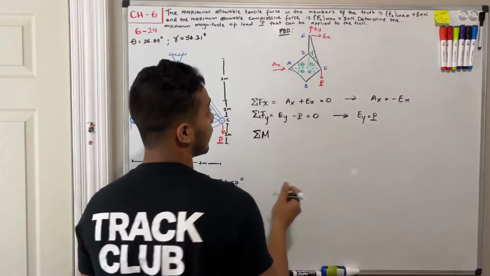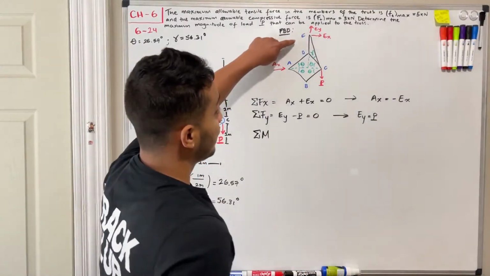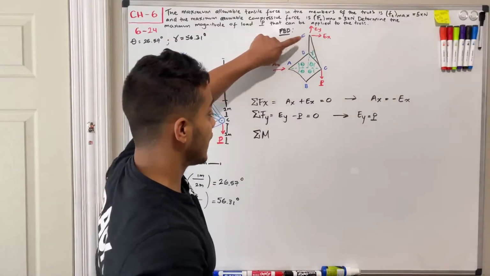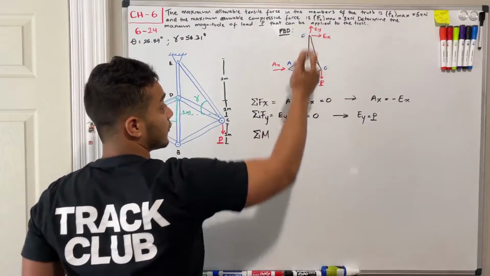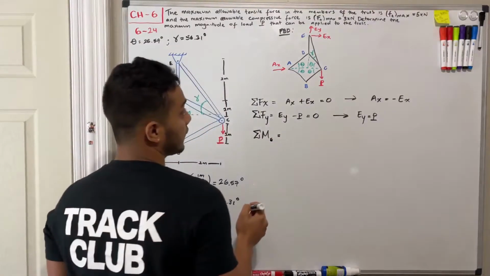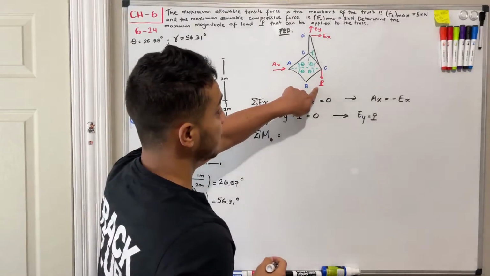Okay? Last, if we want to solve for one of these guys, we're going to do the summatory of the moments with respect to one point. So the point that I'm going to choose is point E. Why that point? Because that point eliminates these two forces, so it's a little bit easier to do our moment. And then what do we have? Well, I got this force P.